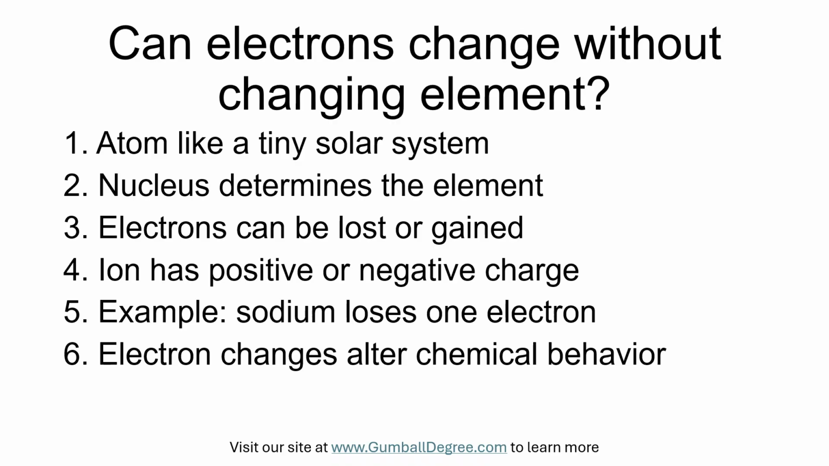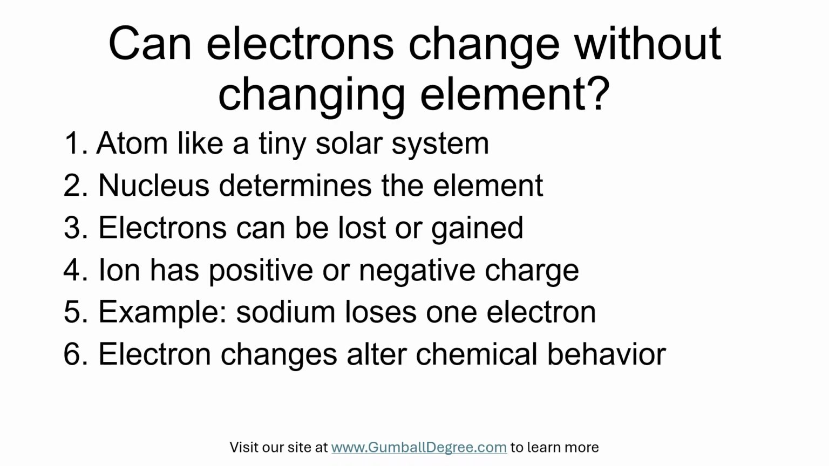Electrons can be lost or gained during chemical reactions or when atoms interact, and when that happens, the atom becomes an ion with a positive or negative charge. For example, sodium can lose one electron to become a positively charged sodium ion, while chlorine can gain one electron to become a negatively charged chloride ion.